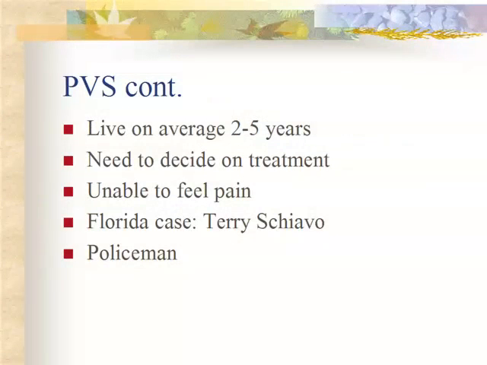They live on the average of 2 to 5 years. And before this occurs, you need to decide on treatment. You guys should be making a decision now. What sort of things do you want to happen to you if you are in a coma, or if you become in a persistent vegetative state, or have an auto accident, or whatever? You should be making those decisions now.